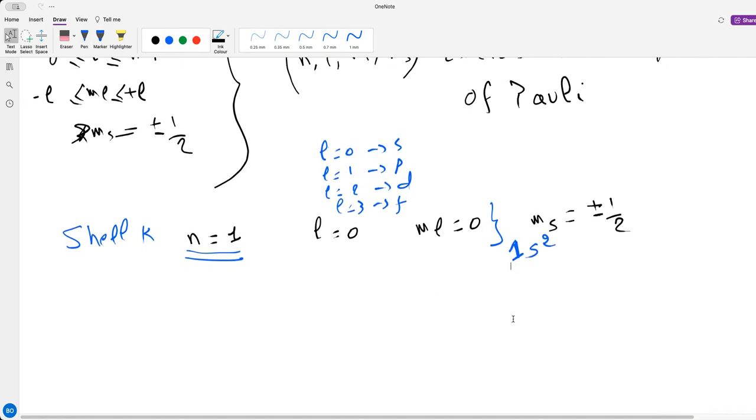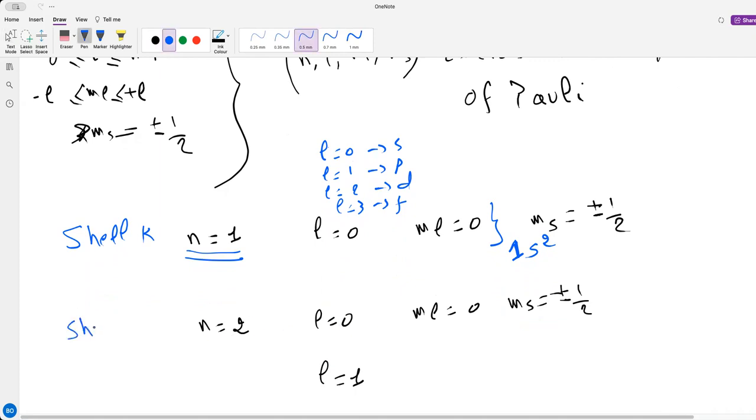And then we go to n equal 2. For n equal 2, we know that L can be 0, but L also can be 1. L equal 0 means m_L equals 0, and m_s is equal to plus or minus 1/2. Here we are talking about shell L, subshell 2 because n equals 2, and subshell s because L equals 0, and there are 2 electrons that we already populated here.